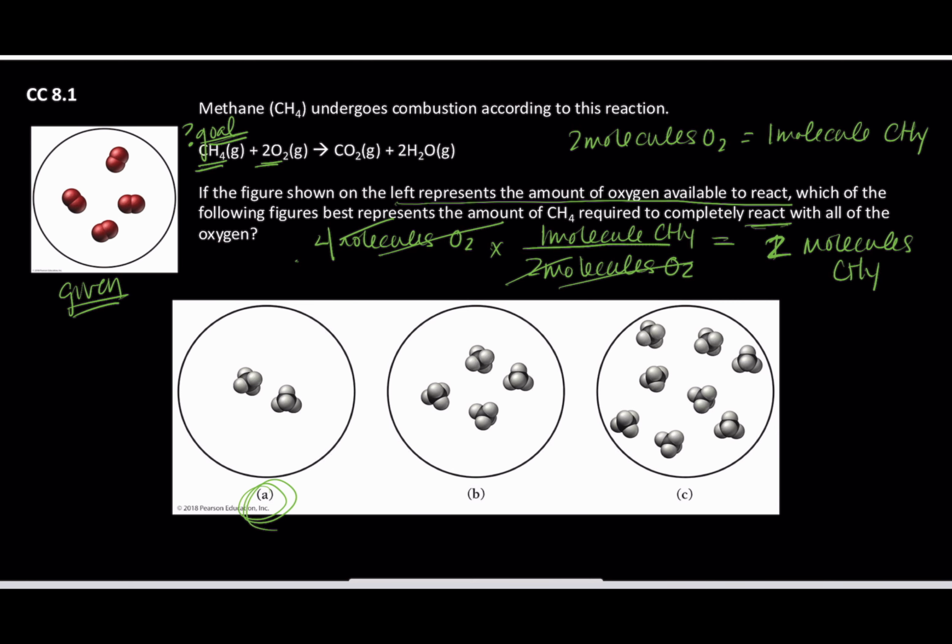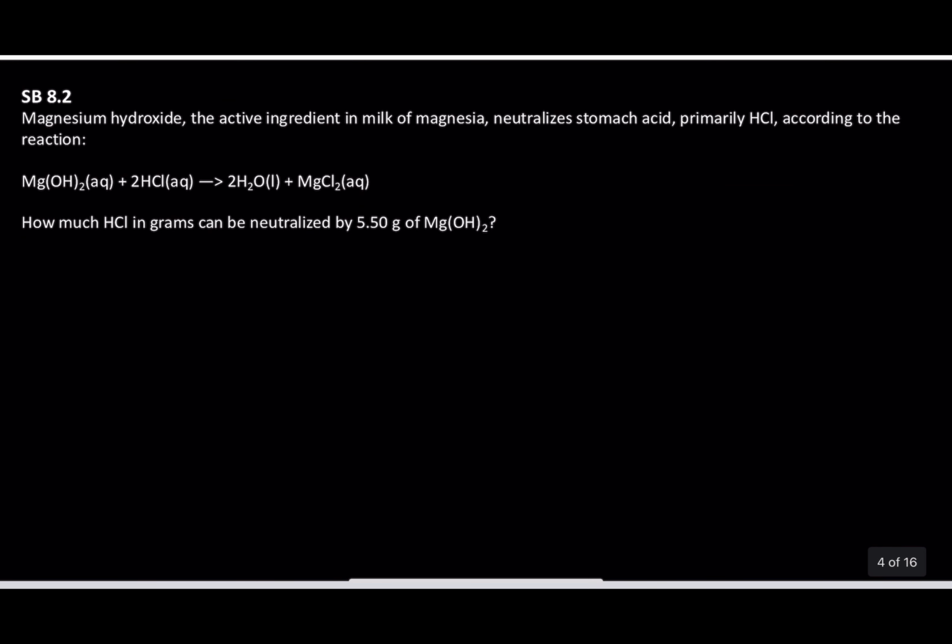All right, Skill Builder 8.2. Magnesium hydroxide, the active ingredient in milk of magnesia, neutralizes stomach acid, primarily HCl, according to the reaction. So here's our balanced equation for us. How much HCl in grams, right? So this is our goal, can be neutralized by 5.5 grams of magnesium hydroxide, and this is our given.